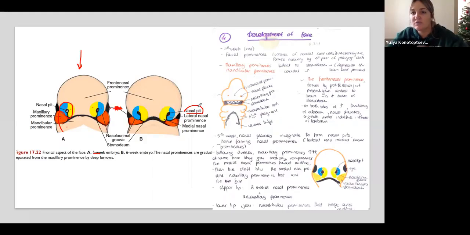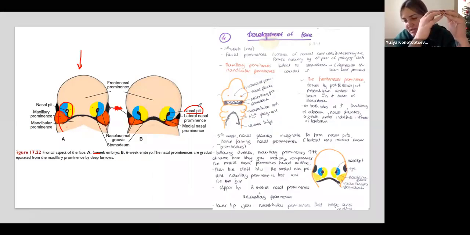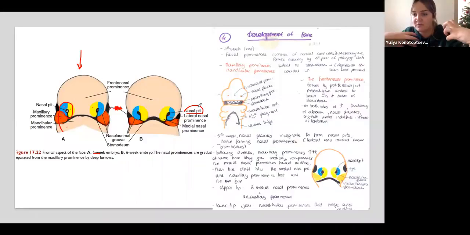So think about it this way. This is your one nasal placode, like this, right? It's a very prominent structure. It's thick, right? It's stratified epithelium, one nasal placode, with a deepening on its surface like this.